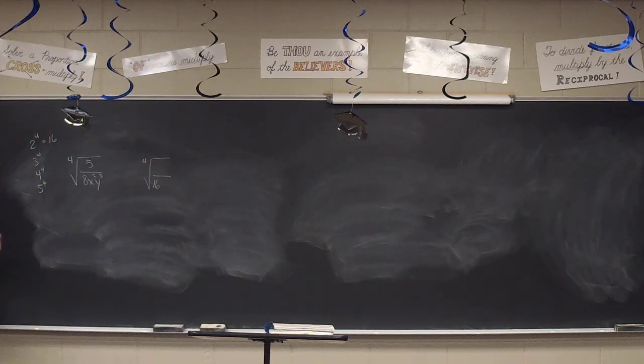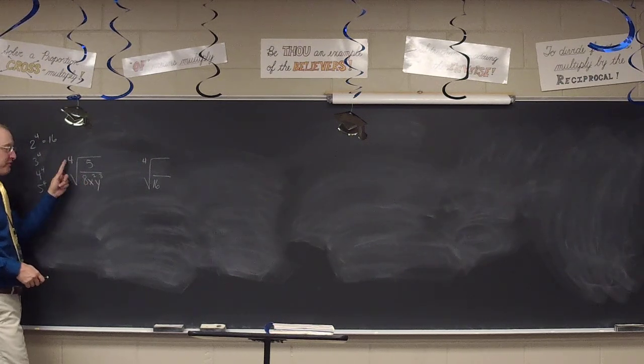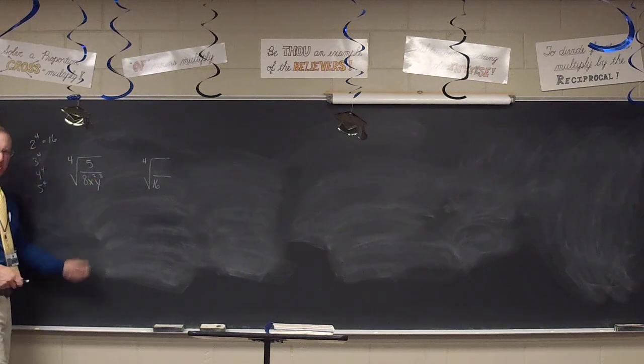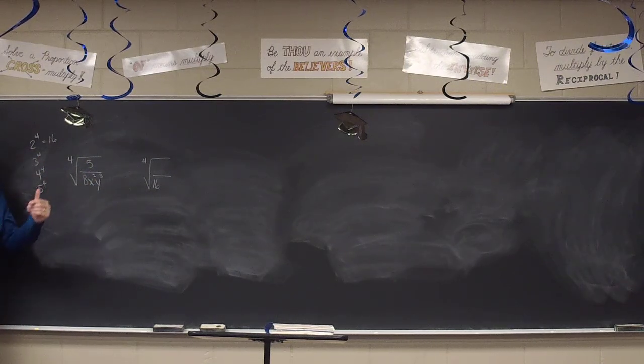But I also have to look at the letters. And remember with the letters, class, to take the root of a power, you divide the exponent by the index. Class, what do I do to take the root of a power? Divide the exponent by the index. I have to divide 2 by 4. In other words, 4 has to go into 2. Huh? 4 can't go into 2. What can 4 go into?